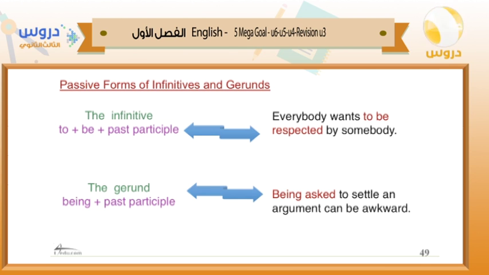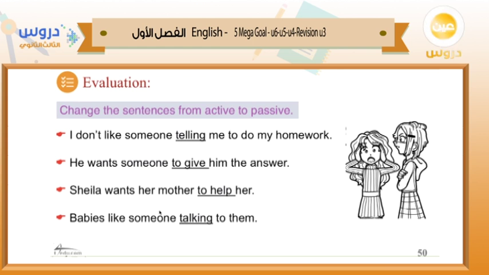Now let's move to the passive forms of infinitive and gerunds. What is the passive form for infinitive and the gerund? Here we have, everybody wants to be respected by somebody. So, to be respected. So the form of the infinitive is to plus be plus past participle. Being asked to settle an argument can be upsetting. So the gerund here is being plus past participle.